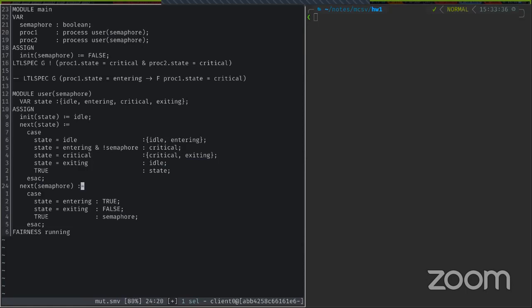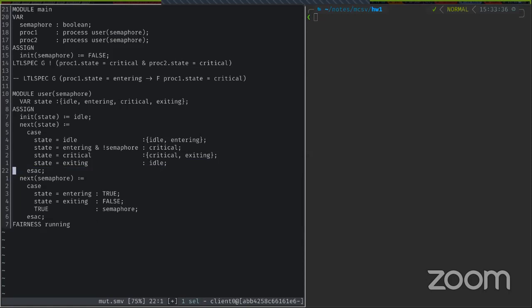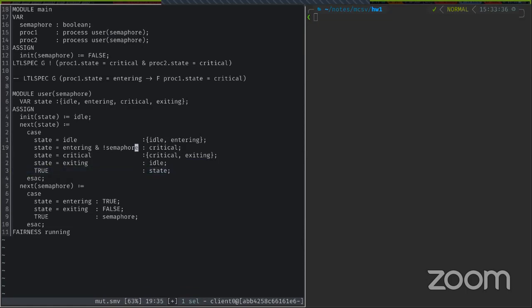The next condition for the semaphore is: what does the TRUE process at the end mean? This is just a catch-all case. It isn't really necessary, but NuSMV gives some warnings. It's a catch-all case because if none of these cases happen, then it'll just proceed in its current state. So the next state will be the same as the current state.